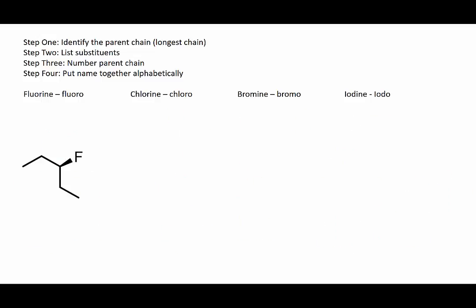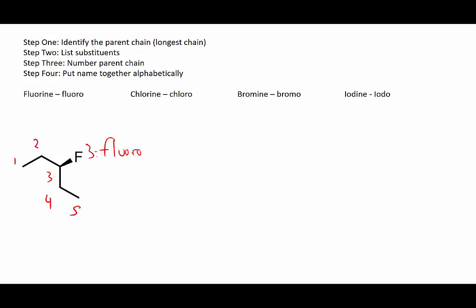Let's practice naming here. Here's another example. This is a fluoroalkane. Again, we want to count the longest chain. 1, 2, 3, 4, 5. We want to identify the substituents. There's a fluoro group. We have to number the parent chain. In this case, we numbered it left to right. We can also number it right to left because this molecule is symmetric. It doesn't matter. So this is a 3-fluoro group.